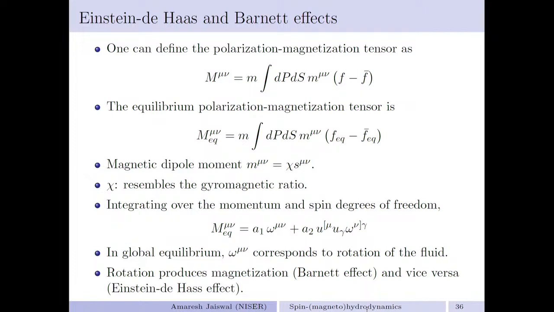So what we observe here is that the magnetization is proportional to omega mu nu, the spin tensor, that Lagrange multiplier which we had for conservation of spin, okay, and they are linearly related, okay. And omega mu nu corresponds to rotation of the fluid, okay. So the rotation of the fluid leads to magnetization and vice versa. That's the Einstein-de Haas and Barnett effect, if you remember the first two phenomena that we discussed. So rotation produces magnetic field, or magnetic field produces rotation, okay. These are the Einstein-de Haas and Barnett effects, which we get in our formalism, okay.